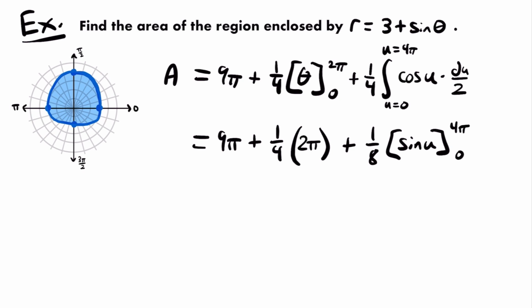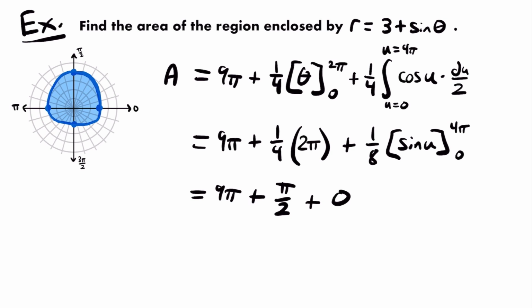And then if we simplify further, this is equal to 9 pi plus 1/4 times 2 pi. 1/4 times 2 is 1/2, so we'll have 1/2 times pi, which is pi divided by 2. So we have 9 pi plus pi divided by 2 plus 1/8 times sine of u evaluated at 4 pi minus sine of u evaluated at 0. However, sine of 4 pi is 0 and sine of 0 is 0. So we have 0 minus 0, which is 0, and so this whole term will just become 0. We'll have 0 times 1/8, which is just 0.